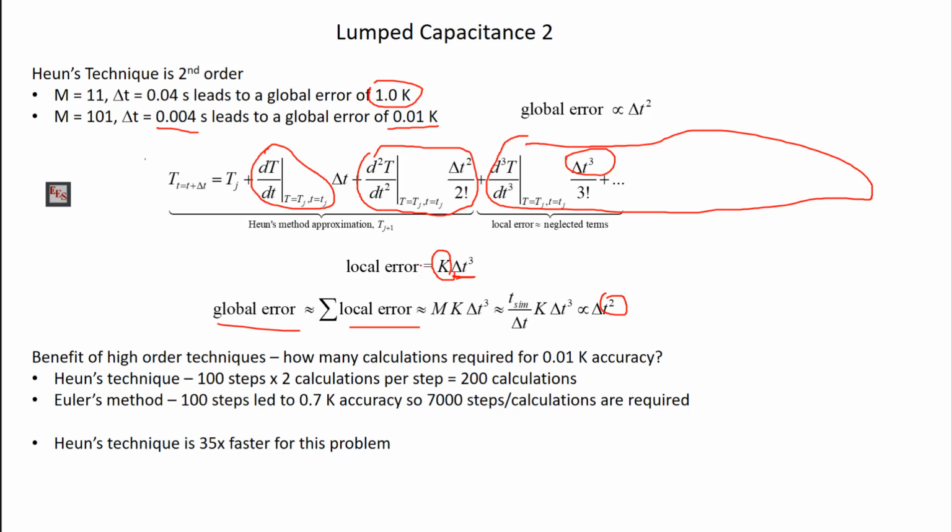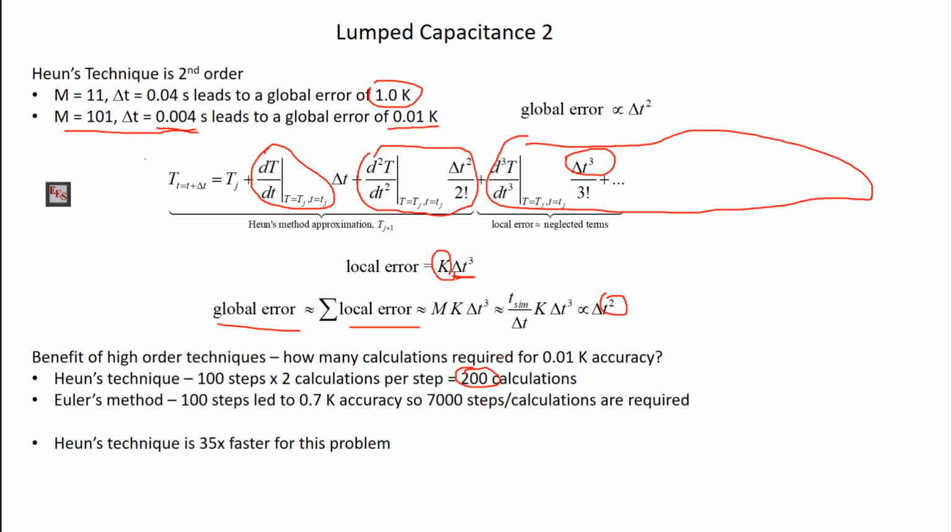And you always win in terms of computational speed by going to these higher order calculations, at least for explicit techniques like this. If I want 0.01 Kelvin accuracy, I was getting that with 100 time steps. Now it's a little more complicated to go through every time step. It requires 2 evaluations of the state equation, so for at least this problem, that's 200 calculations. 100 steps times 2 calculations per step is 200 calculations.